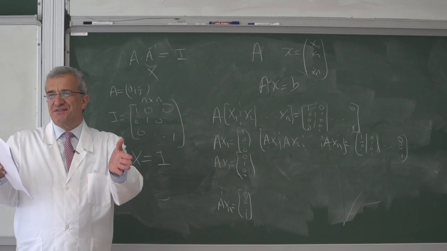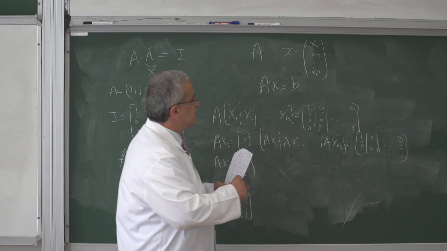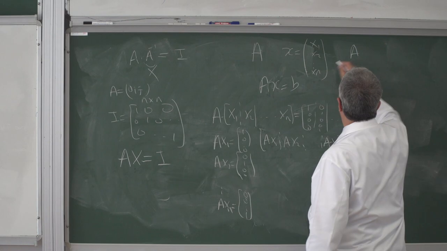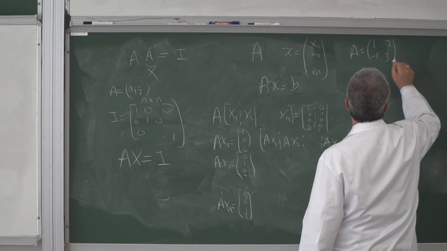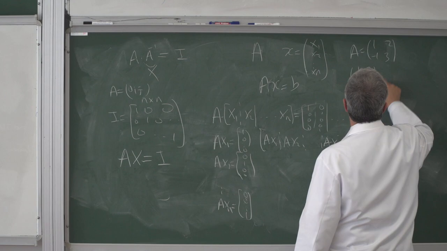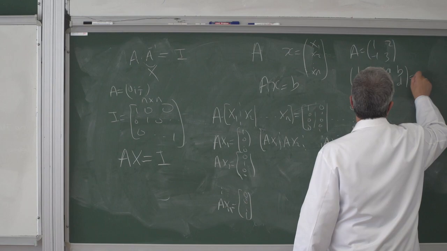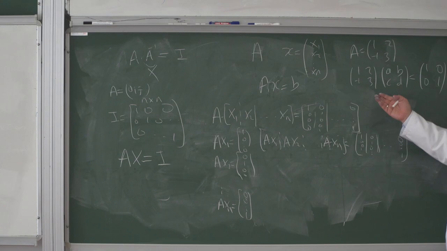Okay? Let me just illustrate this, because I want everybody to understand this very clearly. A is, let's say, 1, 2, minus 1, 3. I want to find its inverse. Let's say A, B, C, D times it is equal to 1, 0, 0, 1. Okay? I want to solve this. So I call this here X.